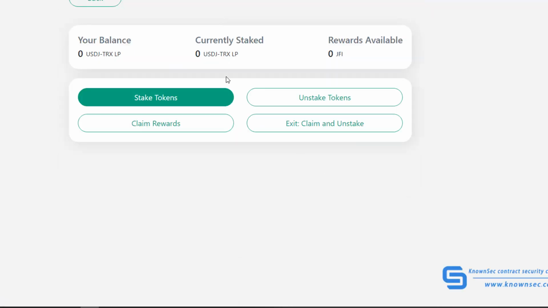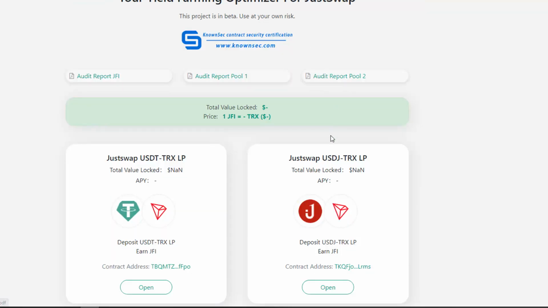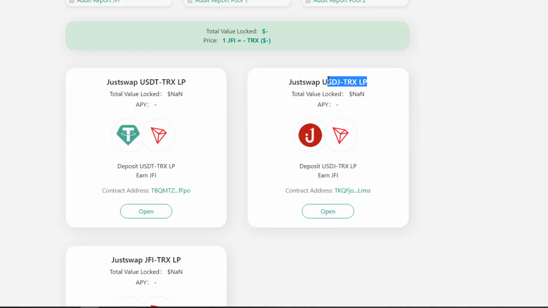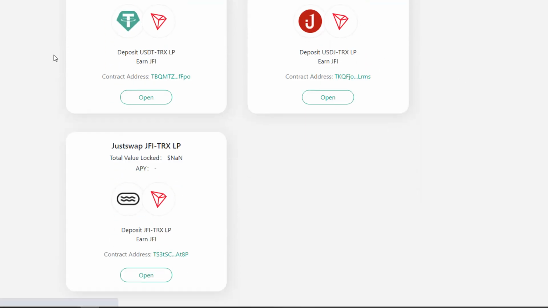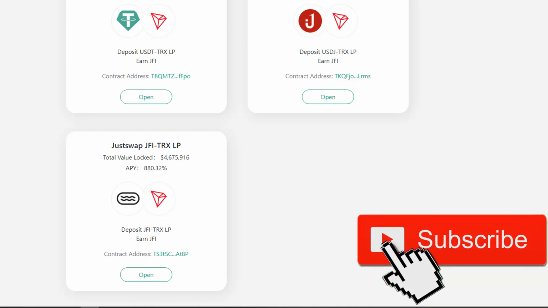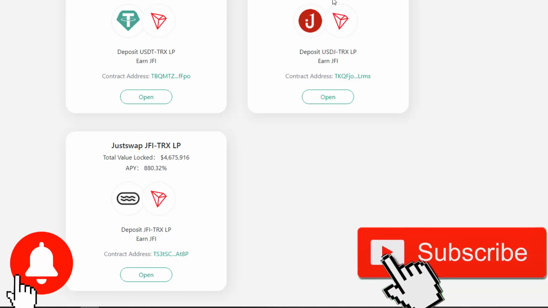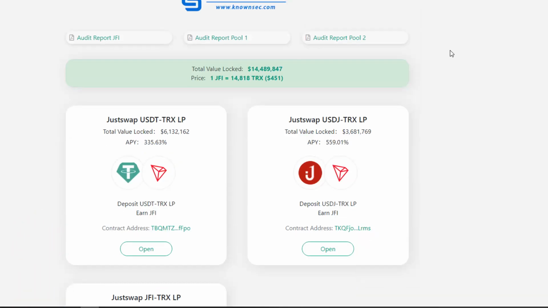Really, this is the one you want to get into, this one here, because it's got the stable coin. Okay, so USDJ is a stable coin, and you got TRX to pair with it. That's really the ones that you want to do. You could also do this Tether, although these are basically the same. I mean, they're both stable coins. I would rather do the USDJ because it's 200% more APY.